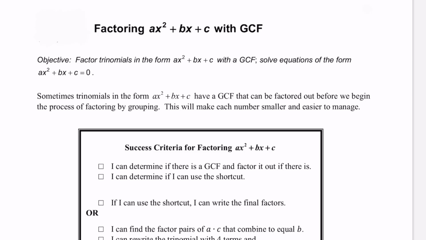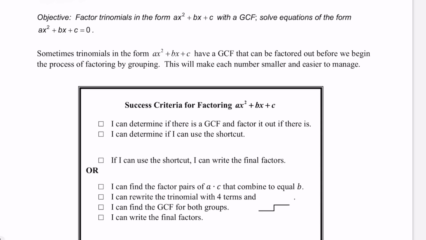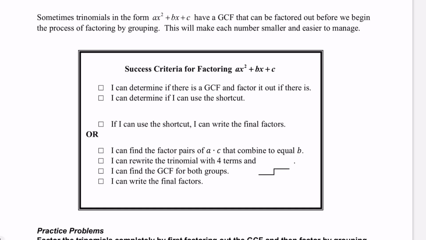Today we're looking at factoring trinomials in the form of ax squared plus bx plus c, and these are going to be ones specifically with a GCF or greatest common factor. Sometimes trinomials in the form of ax squared plus bx plus c have a GCF that can be factored out before we begin the process of factoring by grouping. This will make each number smaller and easier to manage.